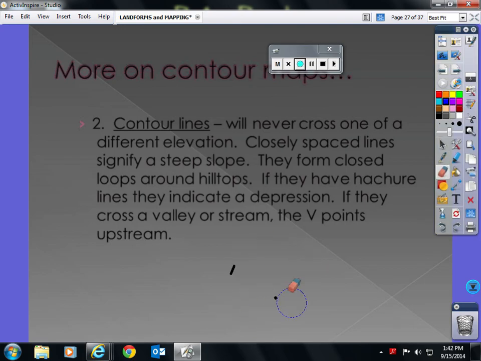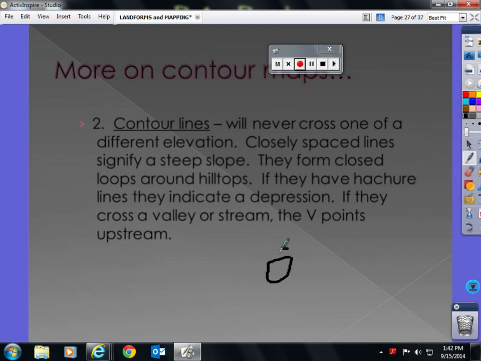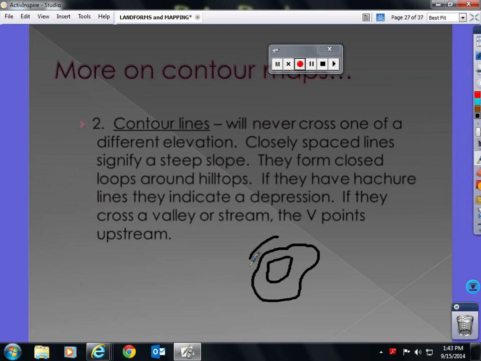So let me try to draw one really quickly. Let's say that this is a small mountain, and this river is running across it like this. These are the V's. Where it crosses the contour lines, you can see these little V's right here. Well, the V's always point upstream, so we would say that the upstream is pointing south and west. So the river is flowing north and east.